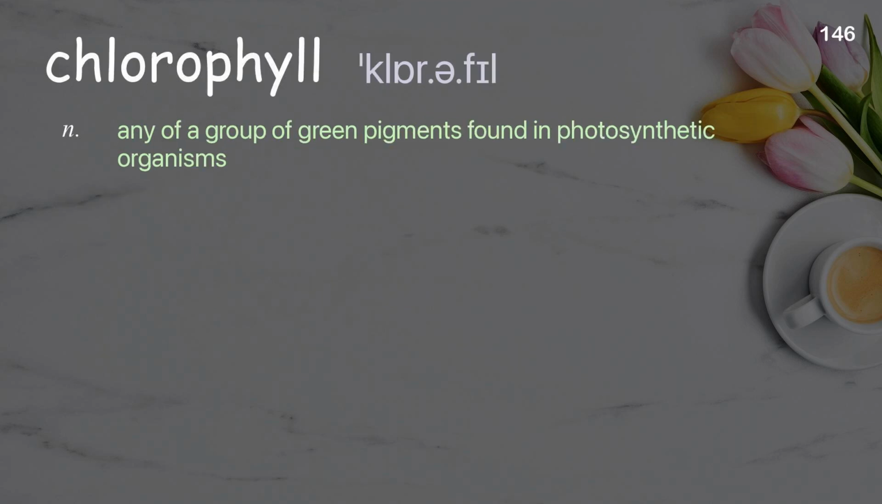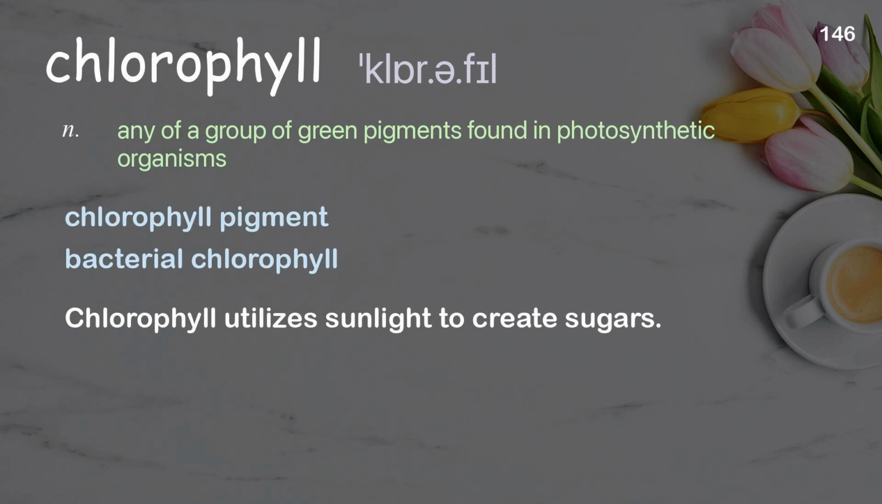Chlorophyll. Any of a group of green pigments found in photosynthetic organisms. Examples: Chlorophyll pigment. Bacterial chlorophyll. Chlorophyll utilizes sunlight to create sugars.